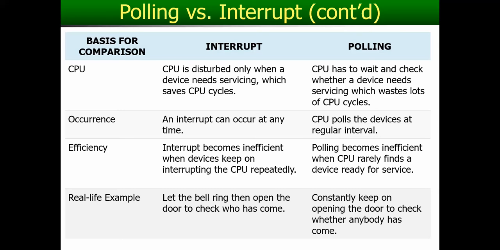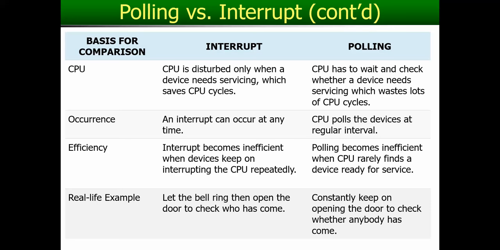Occurrence: an interrupt can occur at any time. And in case of polling, the CPU polls the device at regular intervals. So even if something might not happen in a minute, in an hour, or in a day, you're still checking it. It's just like someone knocks at your door and then you go and open the door. As an alternative, nobody has knocked yet, but you go and check if there's something at the door, and then you keep on checking, let's say every 15 minutes or every 1 hour. So that of course is not efficient.